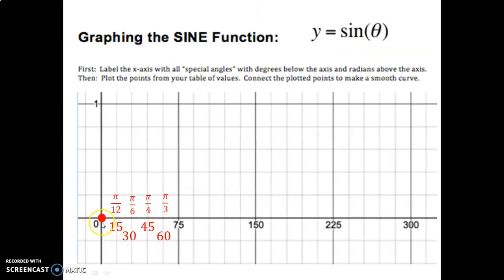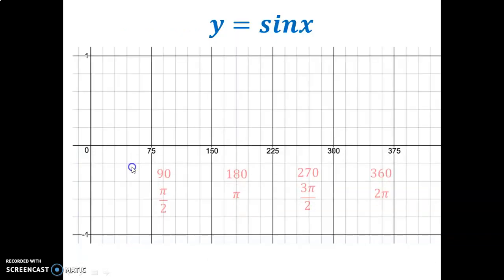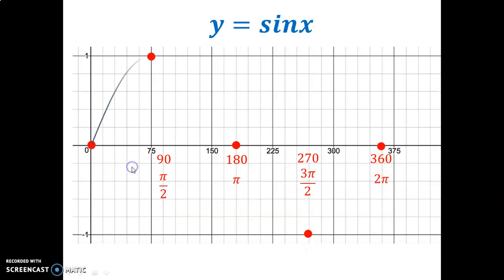We know when the angle is 0, the y value is 0. We know when the angle is 15 degrees, the y value is that. We know when the angle is 30 degrees, we have that. And we put all the points together and we were able to create a curve for the sine curve. It's called a sine wave. So by graphing all the y values along a unit circle, we can create this curve and it goes forever.